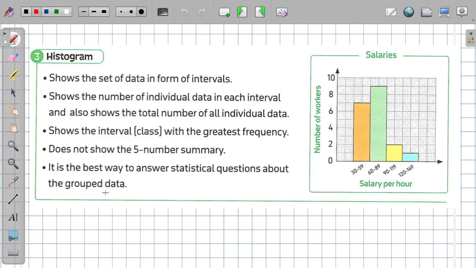Okay, so if we want a way to show data in form of intervals, we can choose histogram. If we want a way to show the interval with the greatest frequency, we can choose histogram. If we wanted to choose a way to answer statistical questions with the grouped data, we can choose histogram.